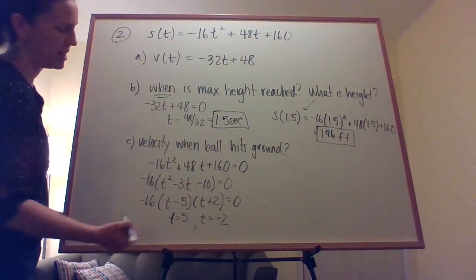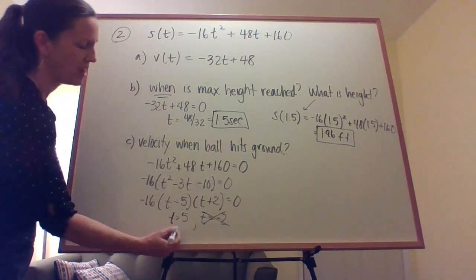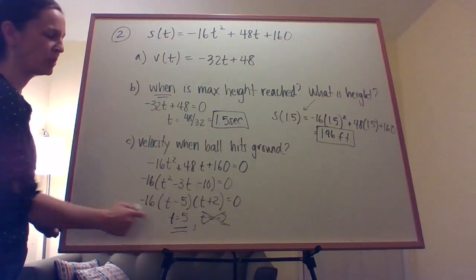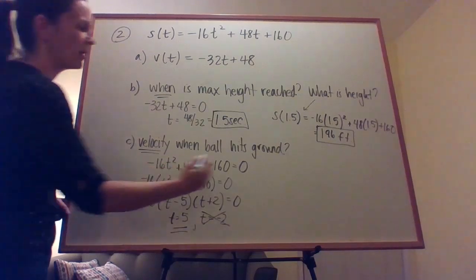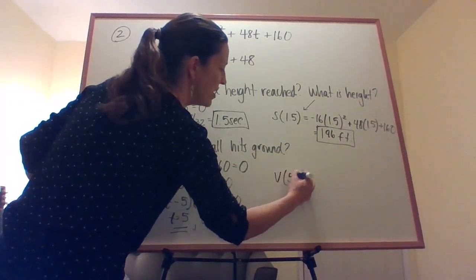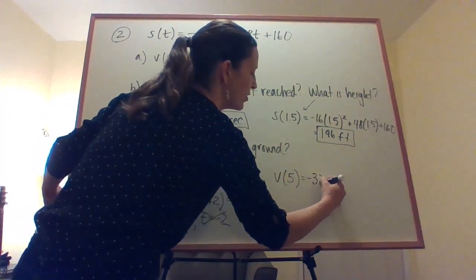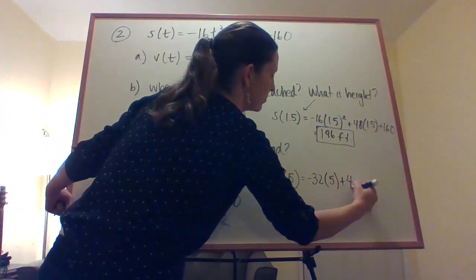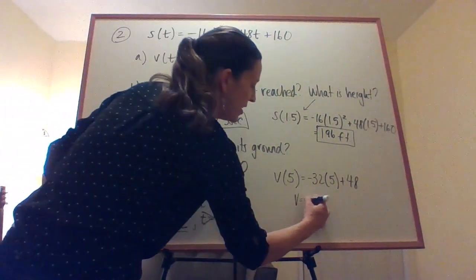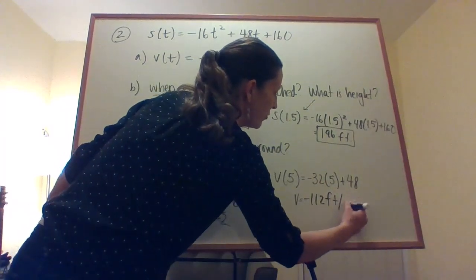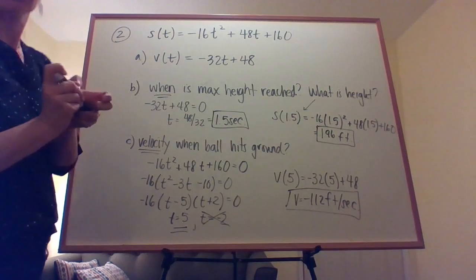Negative 2 for t would be 2 seconds before the ball took off, so that doesn't make sense. So my time that I'm looking for is 5. But it asks me for the velocity when the ball hits the ground, so I'm looking for the velocity when time is 5. So now I'm going to plug that into my velocity function, and I end up with a velocity of negative 112 feet per second. Okay, those are my answers for number 2.